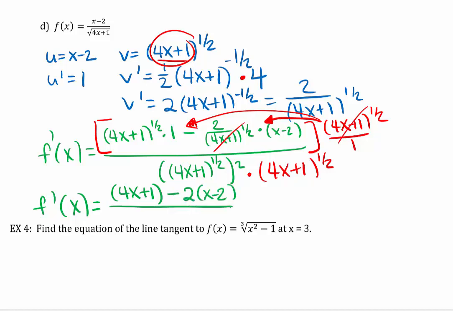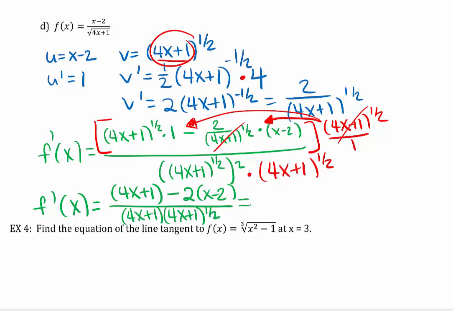In the denominator, I've got (4x+1)^(1/2) squared. Again, I'm squaring a square root. That gets rid of the radical and leaves me with just a 4x+1, and then times that extra (4x+1)^(1/2).